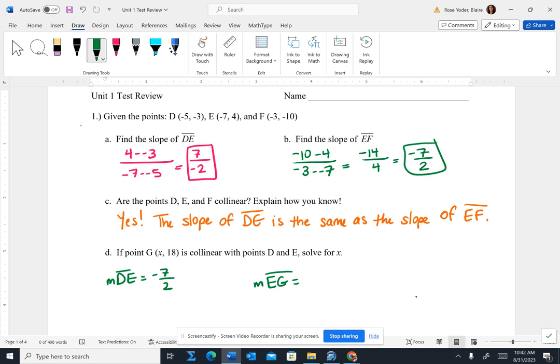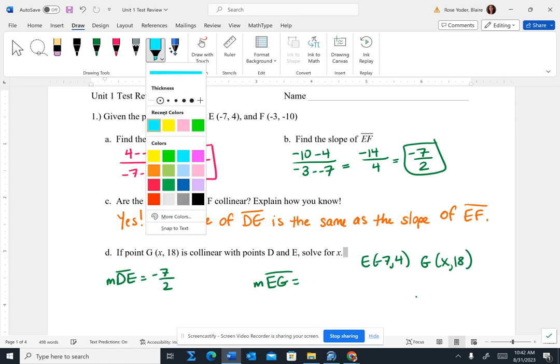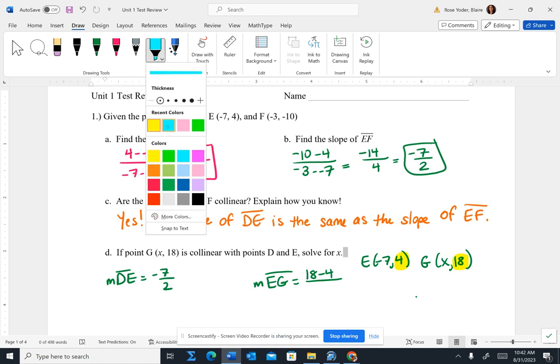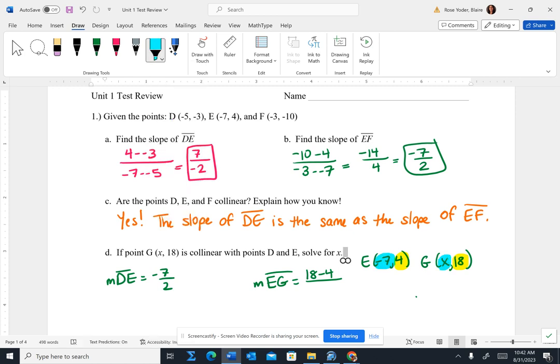So we have E at negative 7, 4, and we have G at x comma 18, and we want to do our thing again where we find the change in y. So let's do that on top, 18 minus 4. And then we want to do the change in x on the bottom, x minus negative 7. And then let's simplify. So 18 minus 4 is 14. X minus negative 7 is x plus 7.